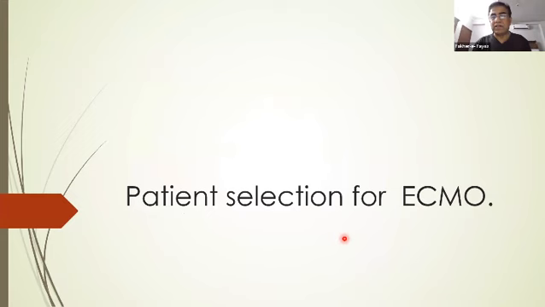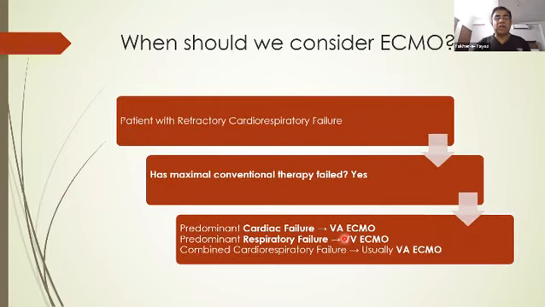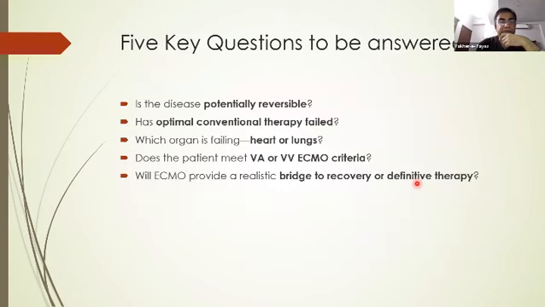So what is the patient selection criteria for ECMO? We cannot place every patient on ECMO because of the cost issues, and there are so many other issues attached with it. So the first thing is that the patient has refractory cardiorespiratory failure, and then the next question is, has maximal conventional therapy failed? If the answer is yes, then we will look for whether we require cardiac support. If we require cardiac support, then we will go for VA ECMO, and if we require respiratory support, then we will go for VV ECMO. If there's combined cardiorespiratory failure, then VA ECMO is the answer.